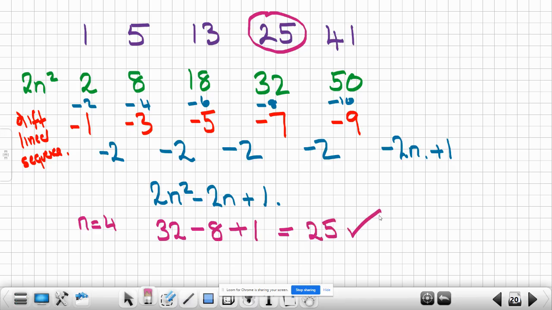32 minus 8 is 24, plus 1 is 25. So we're correct. So there's quite a lot to it, but I think this is a good way of really familiarising yourself with how a quadratic sequence works. And of course, it's really nothing new that you're looking at as a concept. It's just having to work them out. Let's try one more.